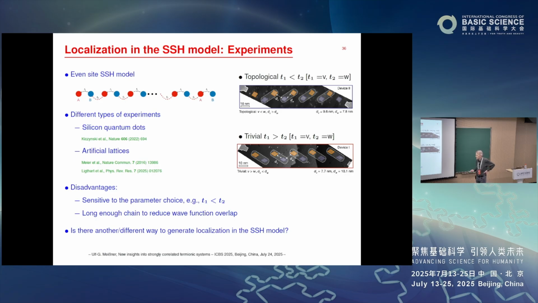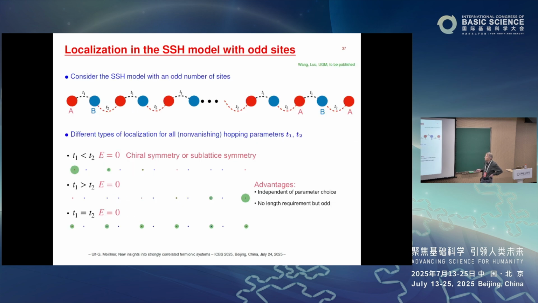Now, there is a different way to generate localization in the SSH model. And what you see now is very simple, but I'm very amazed that nobody has ever thought about this. Namely, you take an odd side. Now you add an additional, say A or B, doesn't matter. You add just one additional species on one end. And this will be put on the archive on Friday. It will appear next week. So it's with the postdoc Lin Wang and Tom Lu at Jülich.